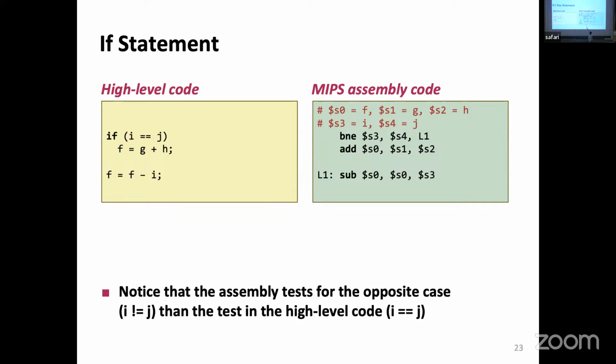So if they are not equal, I'm jumping to here. And if they are equal, this is the else part that I need to run, right? So this is this part here.